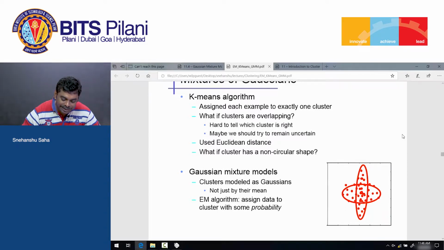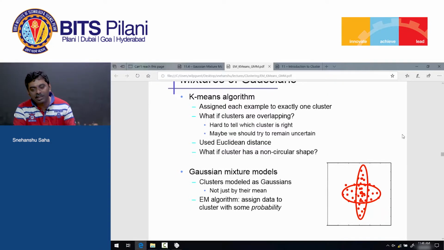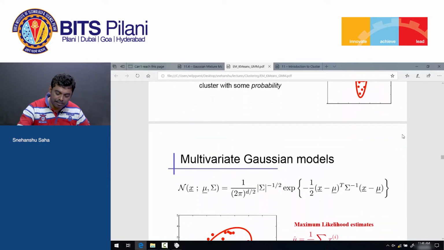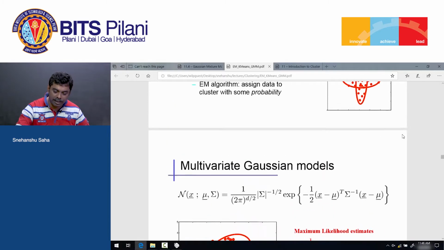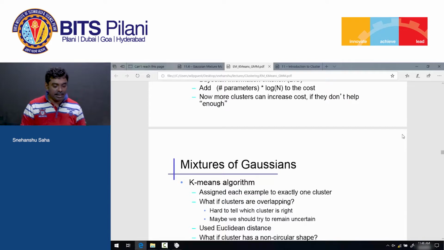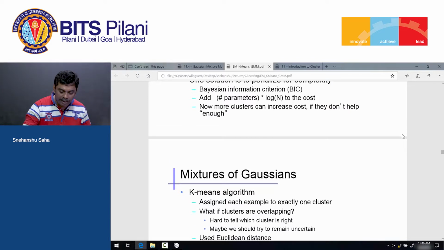This is where the Gaussian mixture model comes in, and this is where we say that k-means is actually a special case of a Gaussian mixture model, where you are modeling the clusters as Gaussians and not simply by their mean, and you also assign some sort of probability. But before I go to the Gaussian mixture model and the expectation maximization method, we would like to know a little bit about k-means itself.